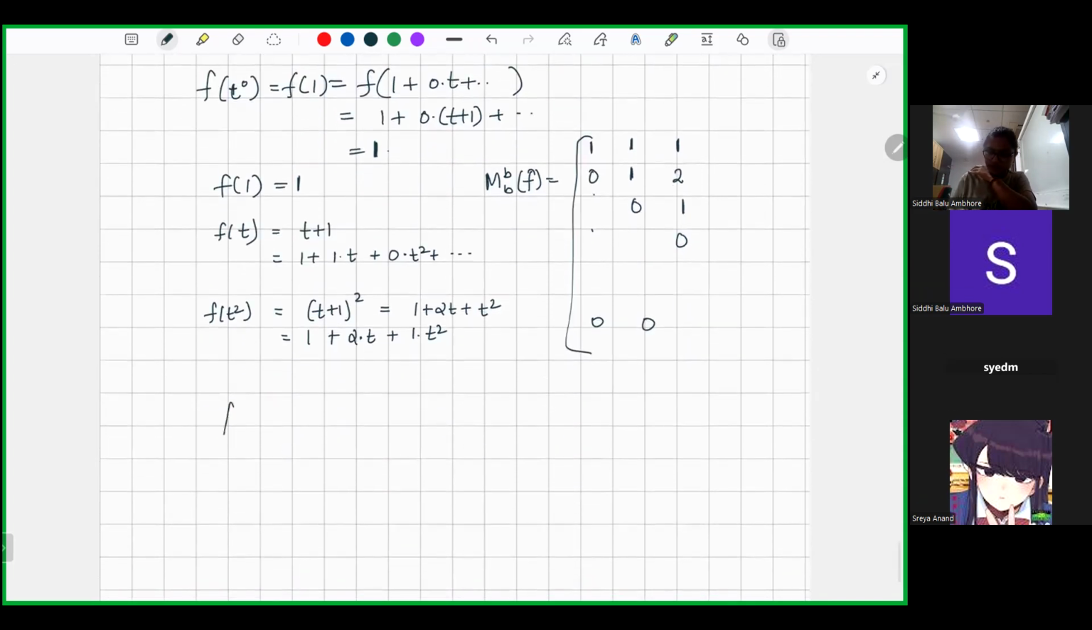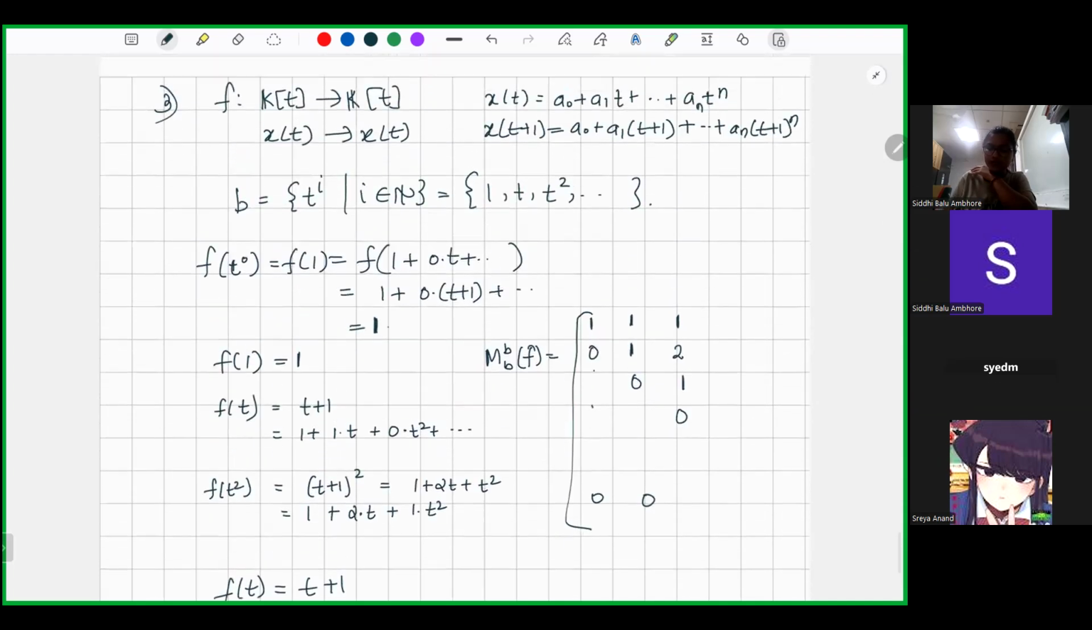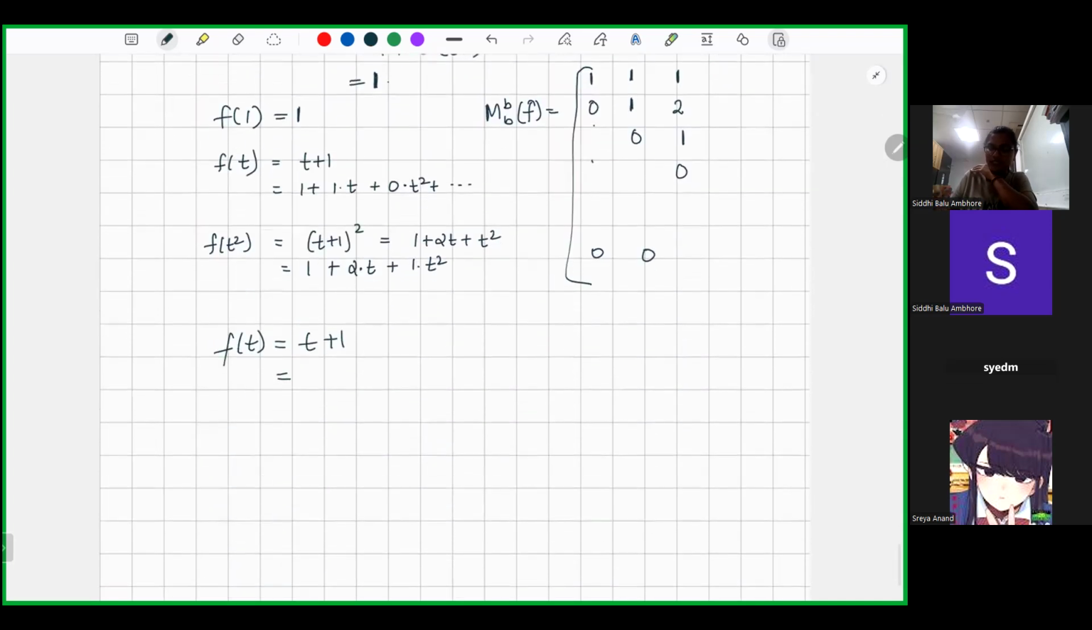Because see, what is f of t? f of t is t plus 1, right? From the definition. And so if I want to write it as coefficients in the basis form, I'm just expressing it in terms of a basis. So this is 1 into 1 plus 1 into t, plus 0 into t square, because t square does not exist here. There is no t square. So it will be 0 into t square and 0 into t cube and so on.